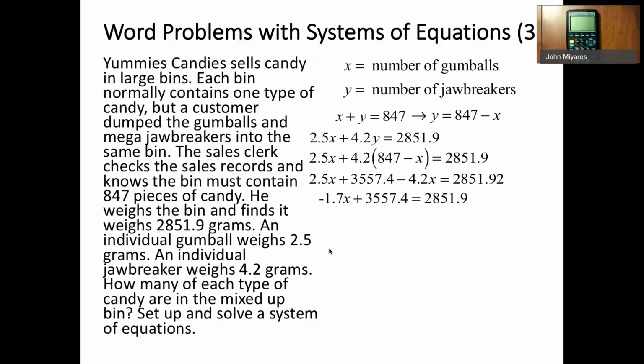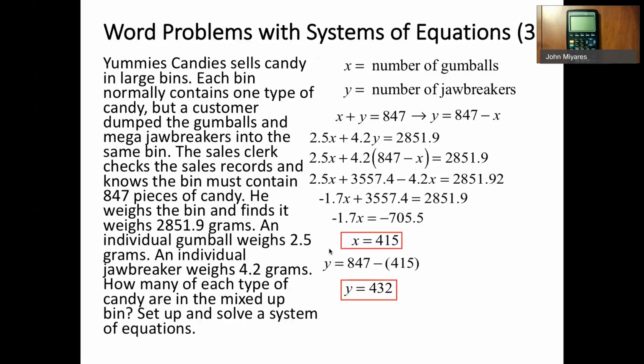3,557.4 equals 2,851.9. From here, we can isolate x by subtracting the 3,557.4, and then we can divide out by the negative 1.7, which will give us x equals 415. Now that we have x, we can substitute that into our first equation so that y will equal 847 minus 415, which simplifies to 432.